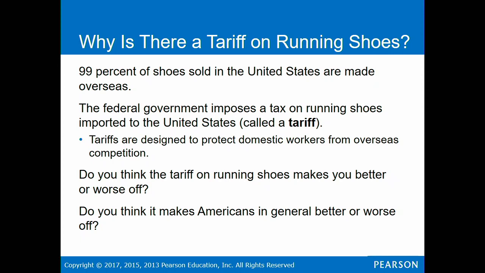So in general, before we start to talk about this, do you think Americans in general are made better off or worse off from these tariffs on running shoes?